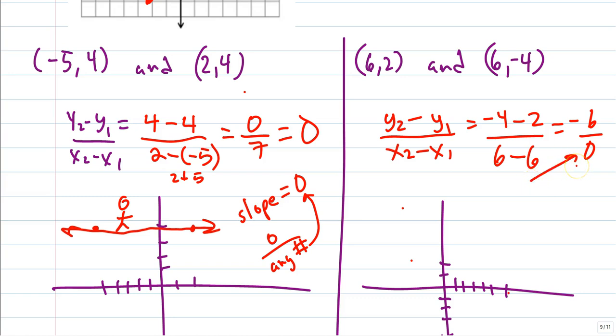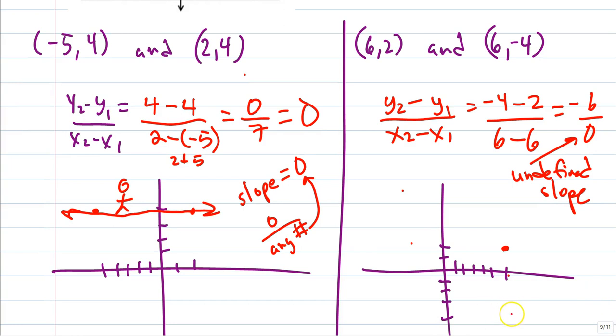Anything divided by 0 is undefined. This is an undefined slope. Visually, what does it look like? If I go over 6 and up 2, or go over 6 and down 4, this is a slope that is vertical, straight up and down. It is not defined. You are not walking on this, right?